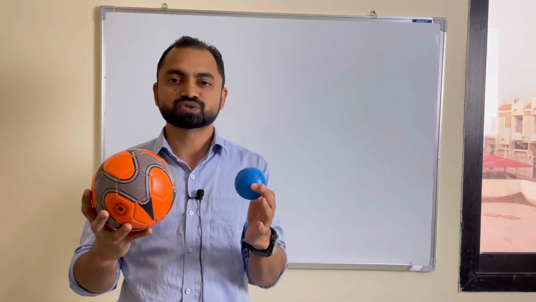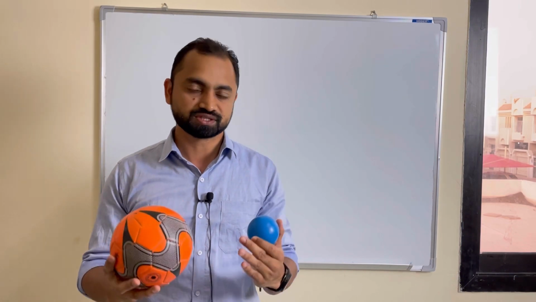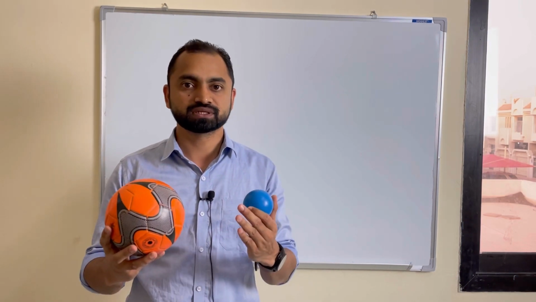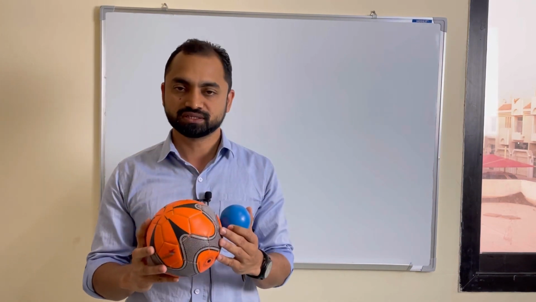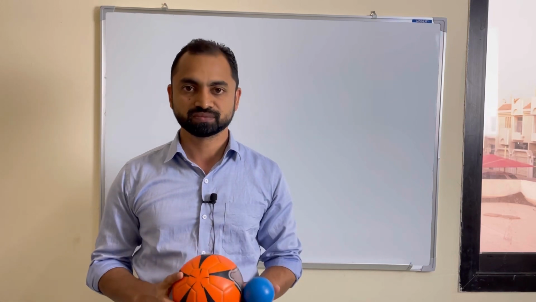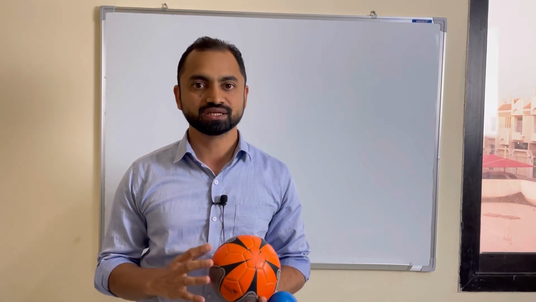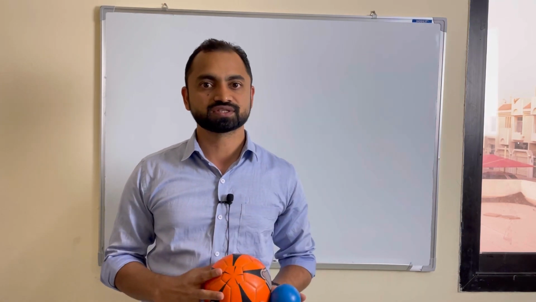When you drop these two balls from a height, both will reach the ground at the same time, irrespective of their masses. One ball is heavier and one is lighter, but both will take the same amount of time to reach the ground. Now we will discuss why they reach at the same time.